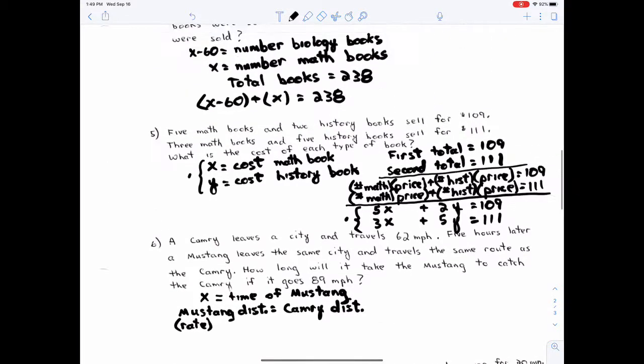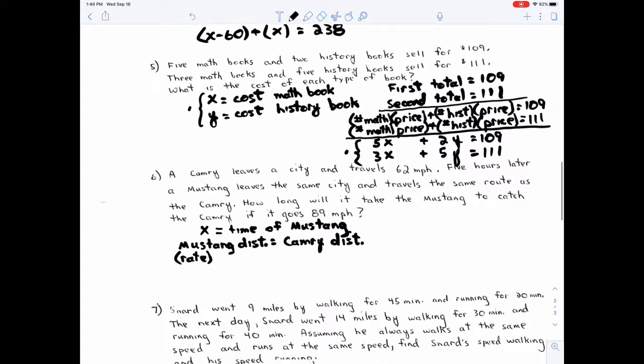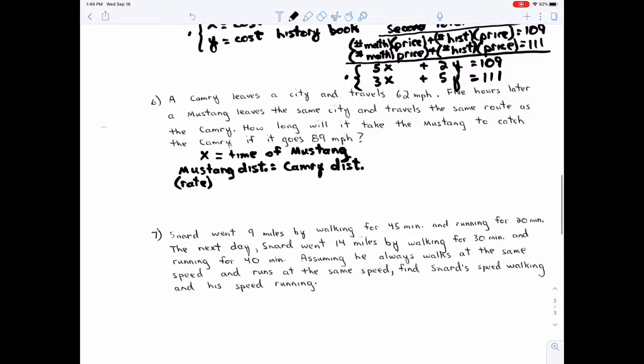See up here on this one, that was a total distance right here. So that's why first I broke it down into the sum of two distances, and then for each one individually, it was rate times time. Okay. So this is going to be rate times time equals rate times time.